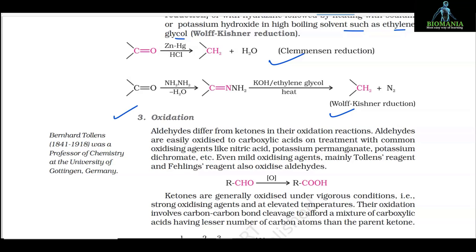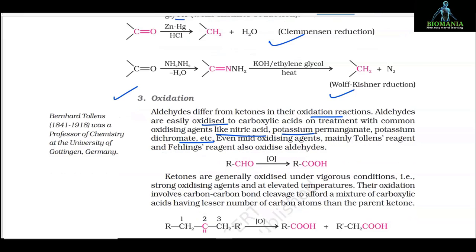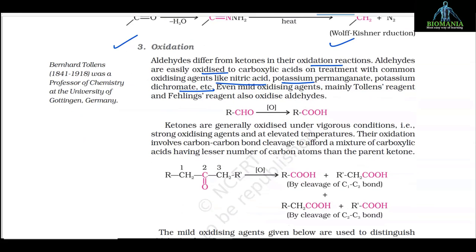Number 3, oxidation. Aldehydes differ from ketones in their oxidation reactions. Aldehydes are easily oxidized to carboxylic acids on treatment with common oxidizing agents like nitric acid, potassium permanganate, potassium dichromate, etc. Even mild oxidizing agents, namely Tollens' reagent and Fehling's reagent, also oxidize aldehydes. RCHO is converted into RCOOH, and that is the oxidation.